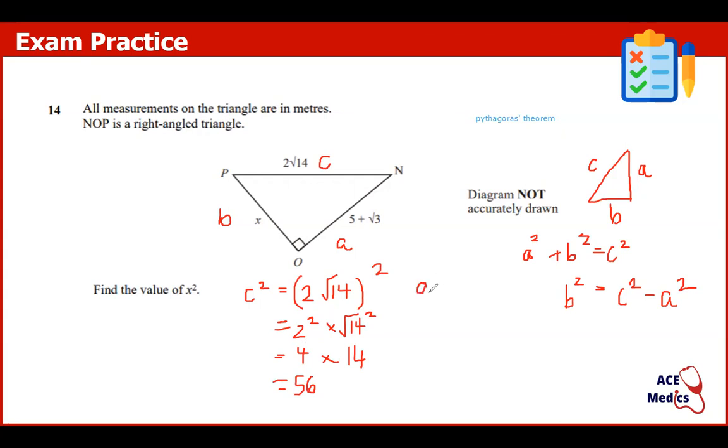A squared then is a little bit trickier. We've got 5 plus root 3. Let's move this out of the way.